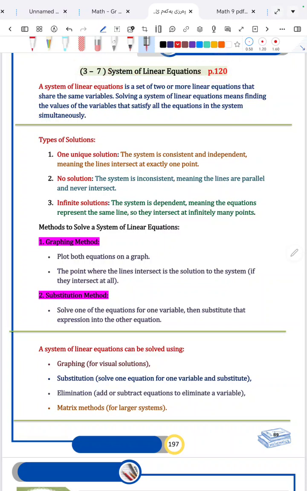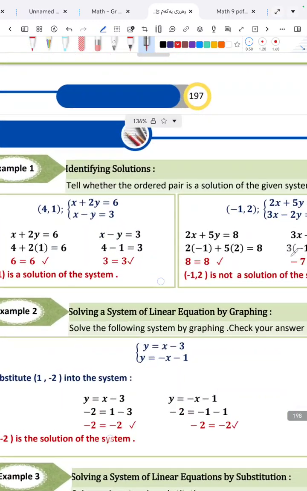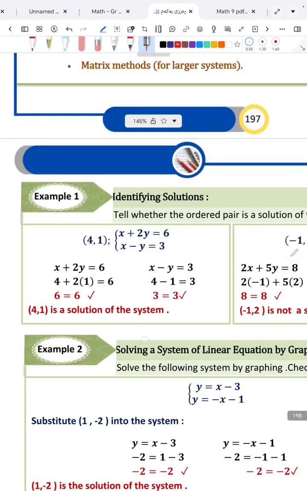Okay, in this topic we have two types of questions. The first one, we have the system and we must find the solution. The second one, we have the solution, we need to find out which linear system the ordered pair satisfies. For example, case 1, here I have the ordered pair 4 and 1, and we have two linear equations.